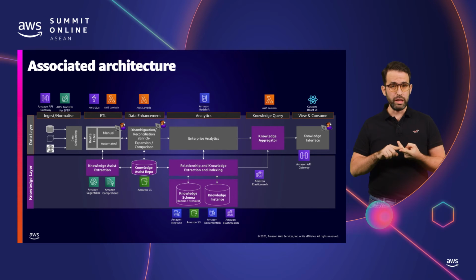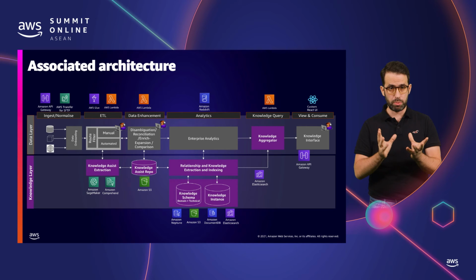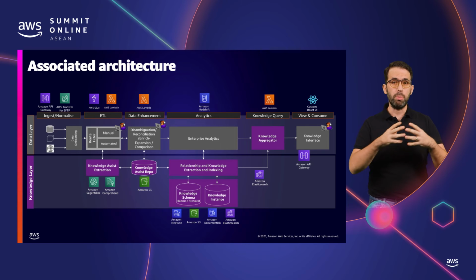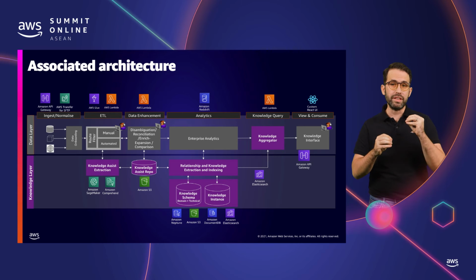The knowledge repository, where the raw data are saved and kept. The relationship and knowledge extraction and indexing, where the facts extracted earlier are analyzed and added to our knowledge graph or knowledge representation. And the knowledge aggregator, where we leverage both our knowledge graph and business representation to extract facts to associate with the user query and rank information based on their relevance toward that query.